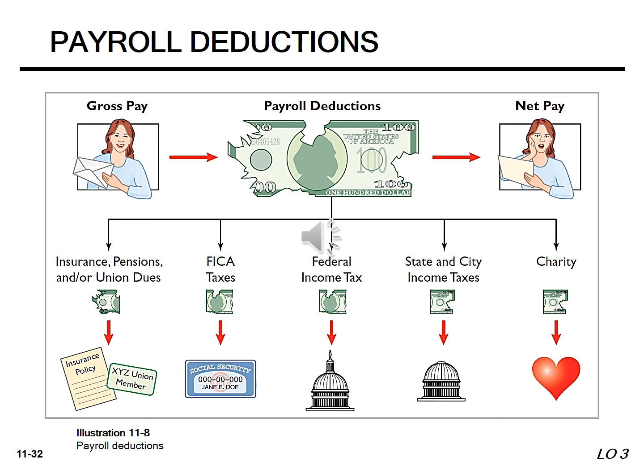On the other side of this, we also have payroll deductions. When you want to calculate the net pay of an employee, you need to consider all the deductions that are taken out of their gross earnings to get to their net pay. These could be different for different countries, but here we have an example for the United States. They have insurance, pensions, and union dues. They also deduct FICA taxes and federal income taxes, the state and city income tax, and any charity contributions. Also, they have 401k plans and things like that. So any deductions need to be taken into consideration.